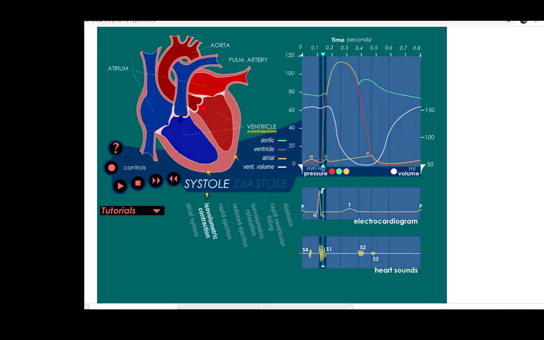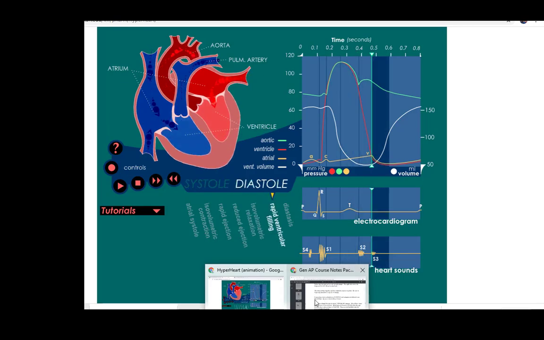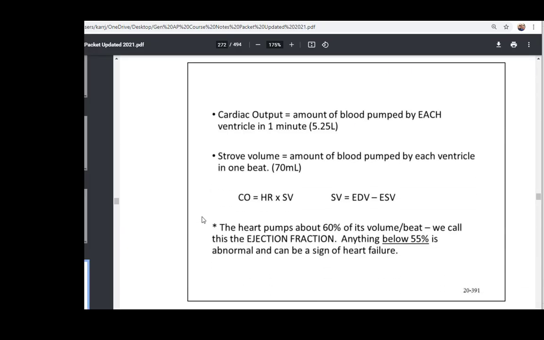So cardiac output is a measure of how much blood is pumped by each ventricle over time. So we measure this in a minute. And looking at pumping of a heart over a minute, that's another name for heart rate. So to determine cardiac output, we have to know how much is leaving the heart each beat and what is the heart rate. So the formula for cardiac output is heart rate times stroke volume.